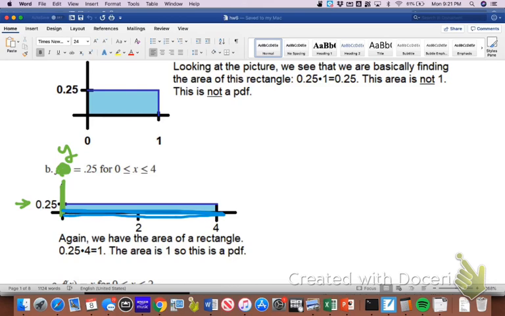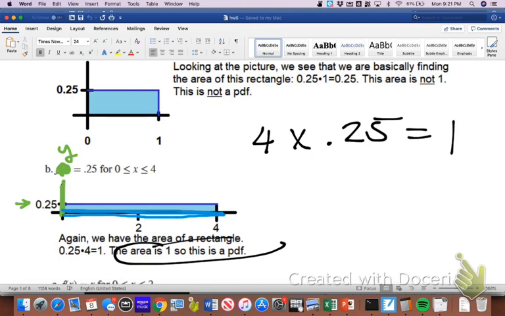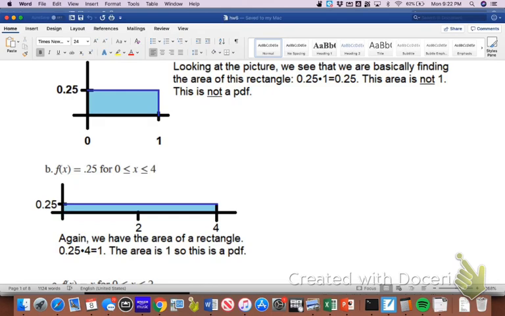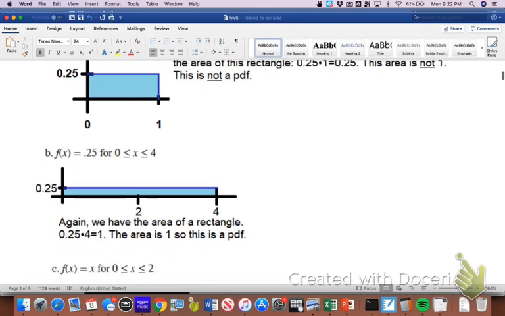So if we multiply our base, which is 4, times the height, which is 0.25, look at that. We get an area of 1. So therefore, that area does represent a PDF. And last but not least, why don't you try to pause the video again for a second. Try to do C. Check this on your own real quick. See what you think. I'm going to assume you've done that, and I'm going to go ahead and scroll up.